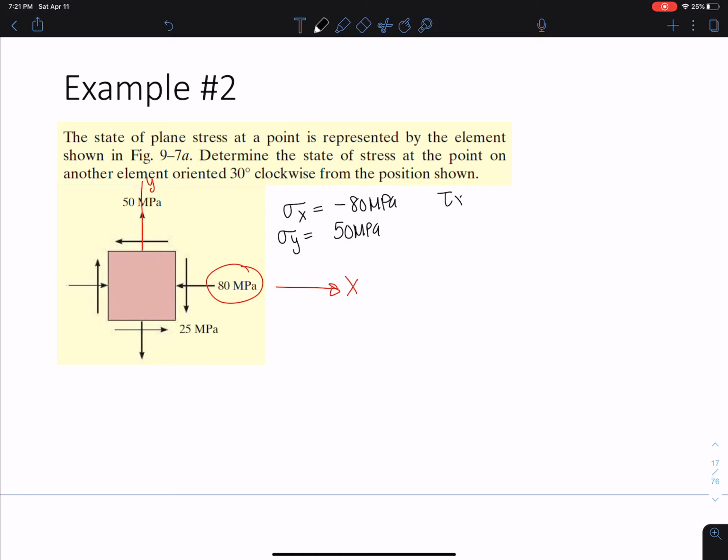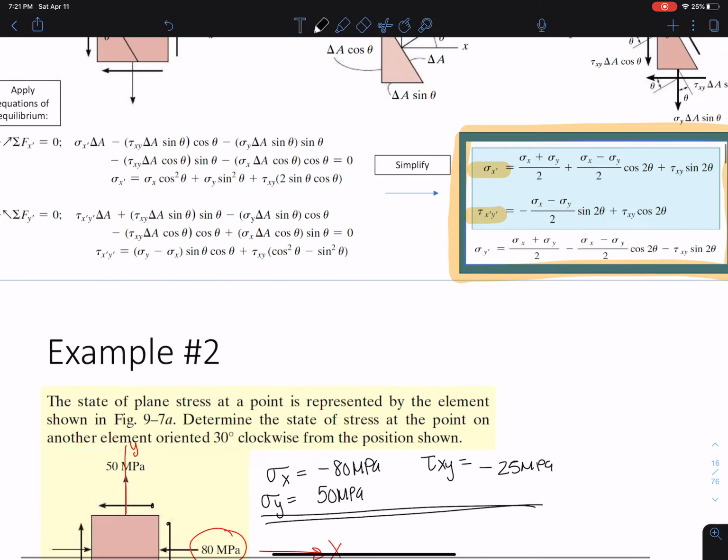And our tau xy does not meet towards the corner like in the picture. It goes away. You see the tails in this top right corner, so it's going to be a negative 25 MPa. And this is extremely important, that you establish those sign conventions correctly. Okay, so now I'm going to come back here.